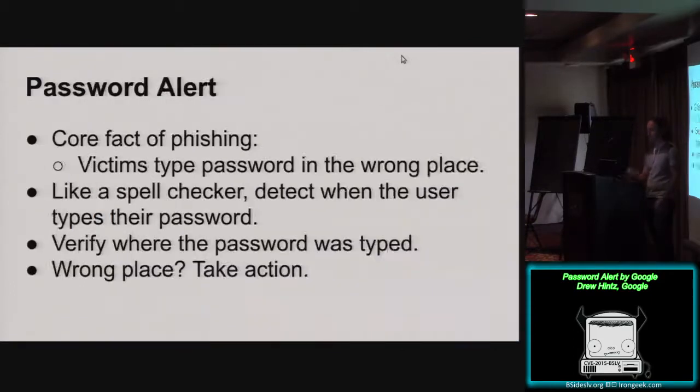The idea with Password Alert is it relies on the core fact of phishing: a target becomes a victim when they type their password into the wrong website. When they get that phishing website, they put their password in and they don't realize it's not the real login page. So similar to a spell checker, Password Alert will detect whenever the user types their password. And whenever it detects the password, it checks the URL and asks, is this actually the legitimate website or not? And if it's the wrong place, then it goes out and takes action.